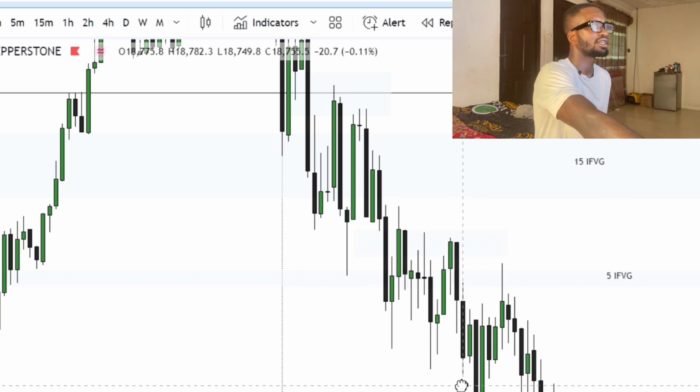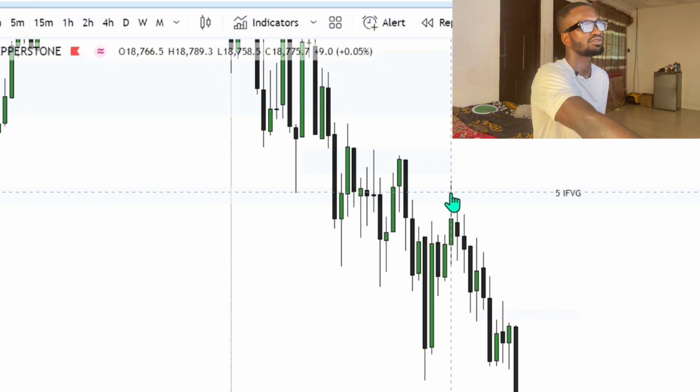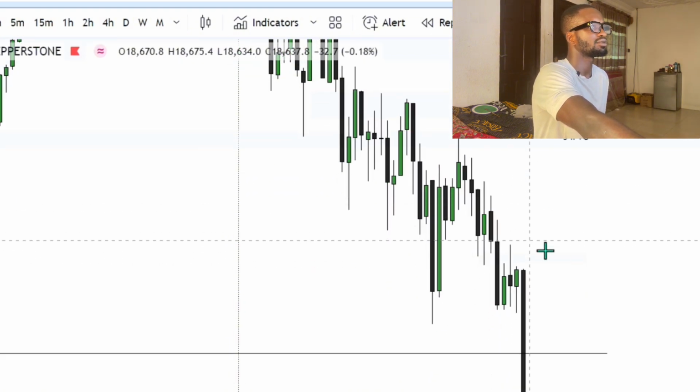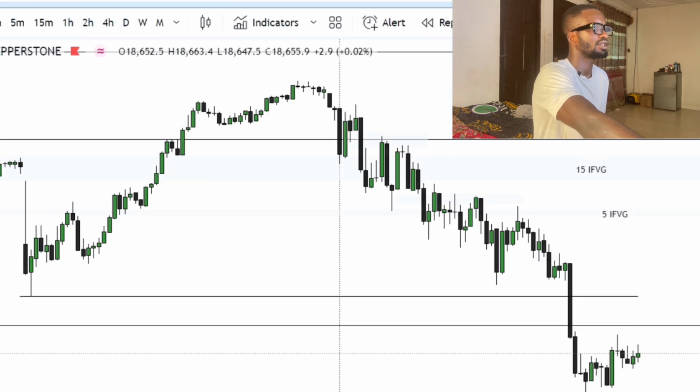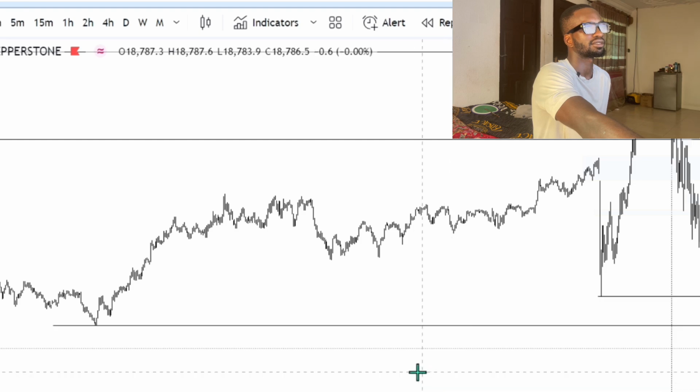Then if you look here, it went to the 5 minute inversion fair value gap. See how it just trades into it and trades down to my target. My target was this low and this low, and I got that beautifully.